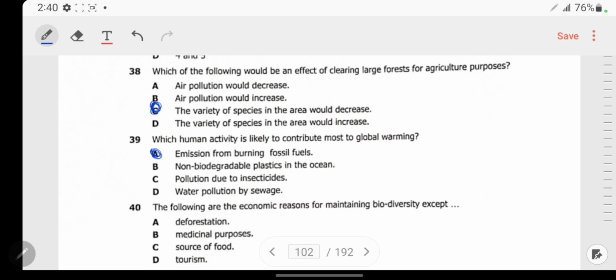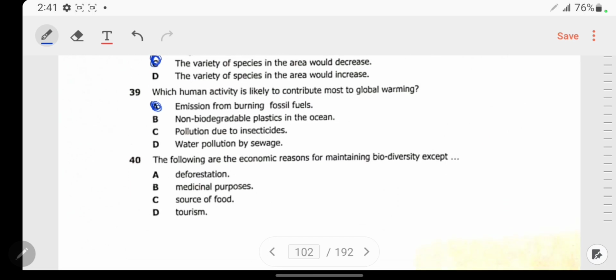For question 40, the following are economic reasons for maintaining biodiversity, except. Bio means life, diversity means there are a lot of organisms. So from the onset, deforestation is the answer. If you look at medicinal purposes, biodiversity contributes to medicinal purposes. It is a source of food and tourism.